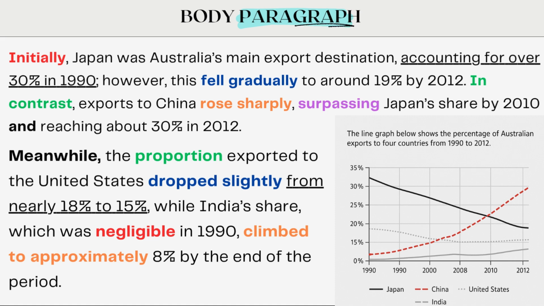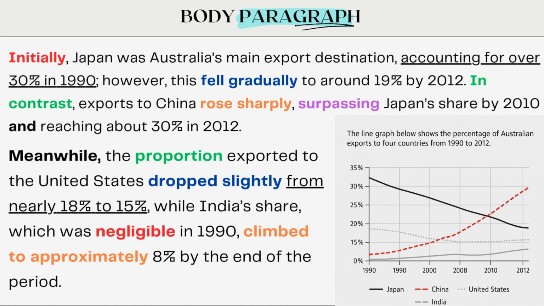Meanwhile, the proportion exported to the US, instead of writing percentage, I've written proportion. The proportion exported to the US dropped slightly from nearly 18% to 15%, while India's share, which was negligible in 1990, climbed to approximately 9% by the end of the period. So, here I have told you why the words are highlighted or bold. Here, the word negligible means insignificant, and you people can just read it.